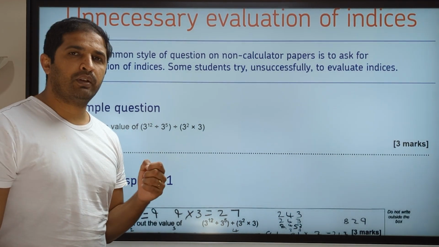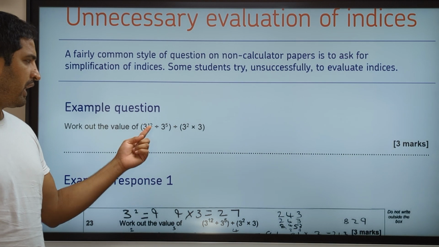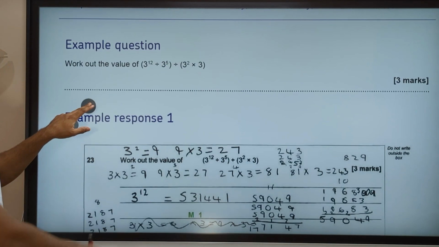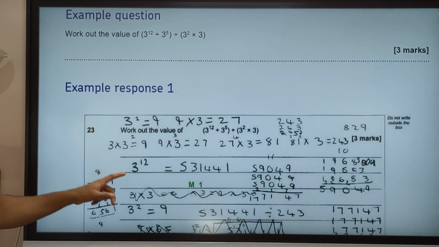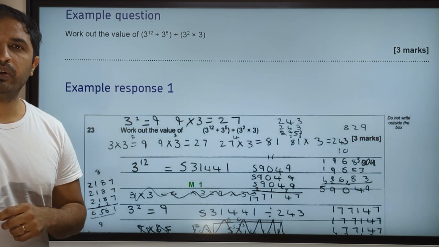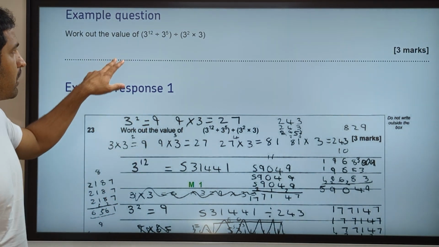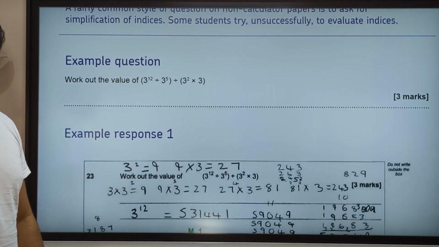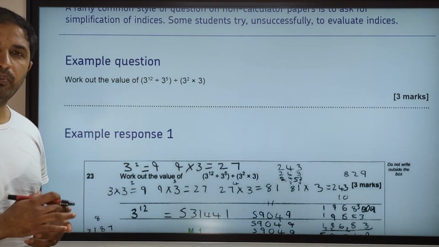Unnecessary evaluation of indices. You don't have to work out what 3 to the power 12 is. This person must have spent about half an hour doing that if it's a non-calculator paper, and it does seem like it would be a non-calculator paper. So use the rules of indices, which you would have learned at some point.